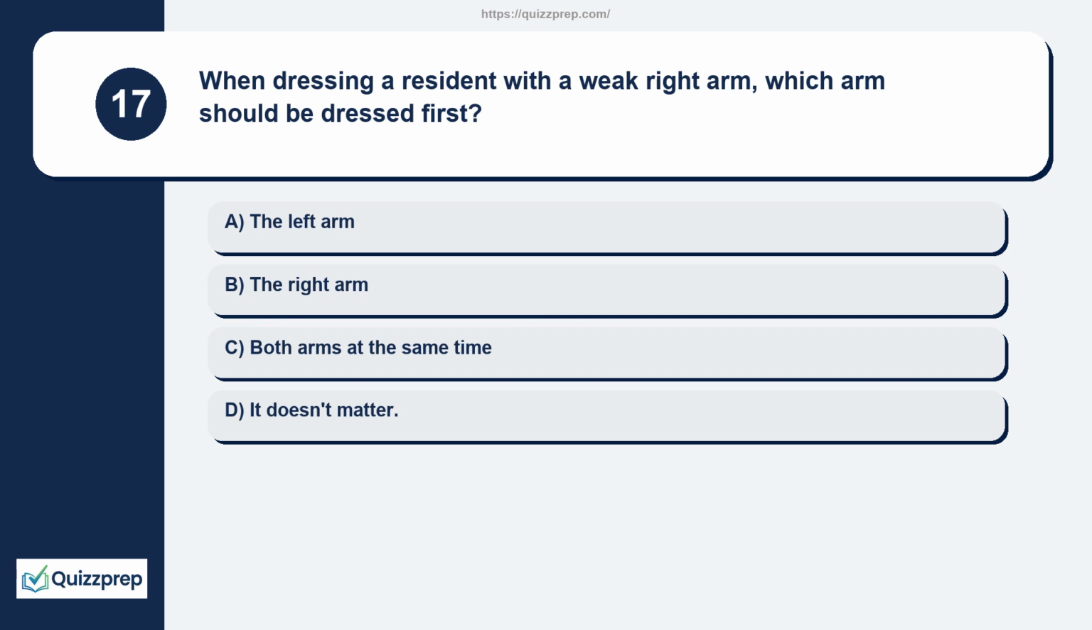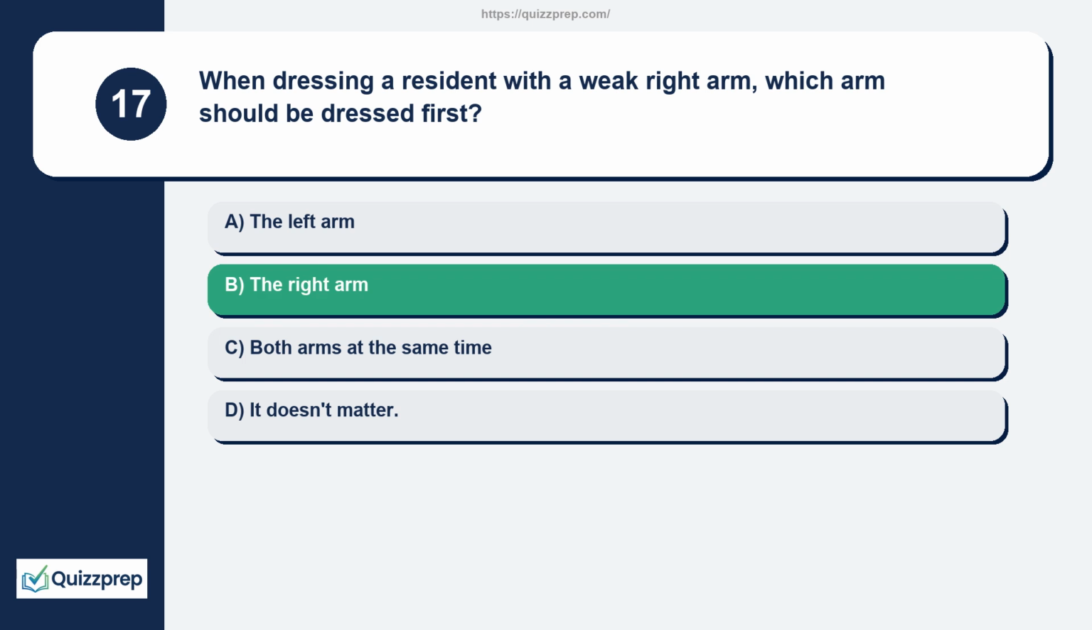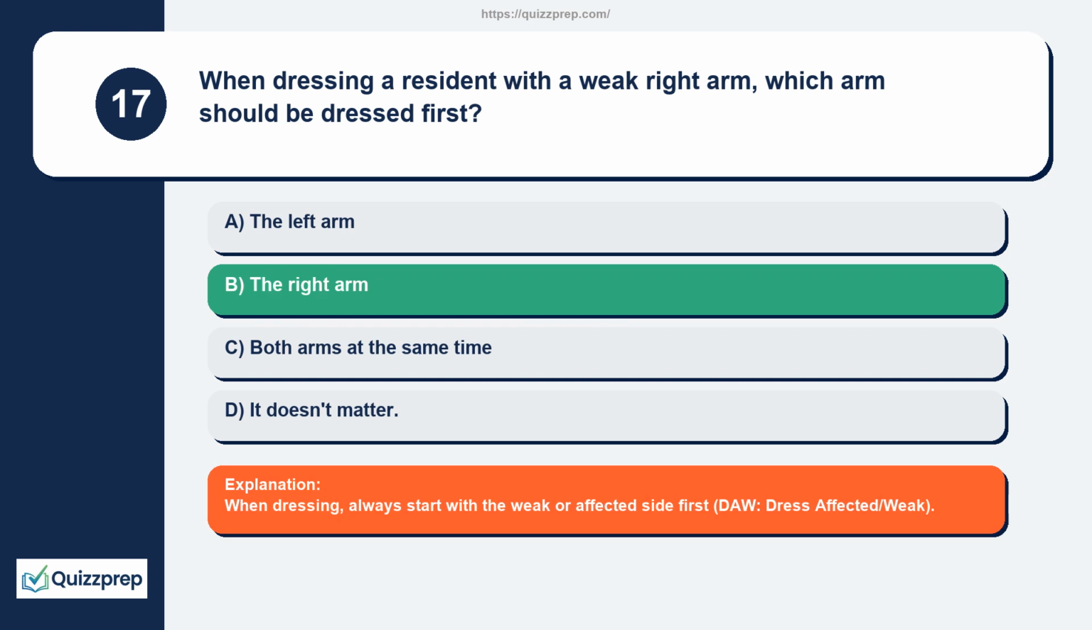Question 17. When dressing a resident with a weak right arm, which arm should be dressed first? The left arm, the right arm, both arms at the same time. It doesn't matter. When dressing, always start with the weak or affected side first.